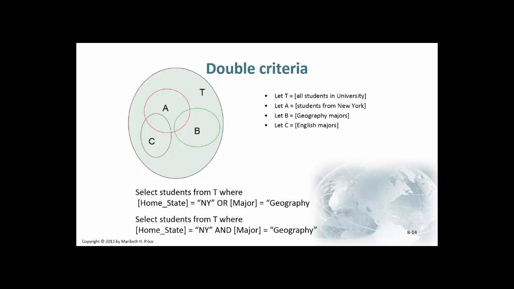Select students from T whose home state equals New York or major equals geography would select both A and B circles. Select students from T whose home state equals New York and major equals geography will only select the areas where A and B overlap.